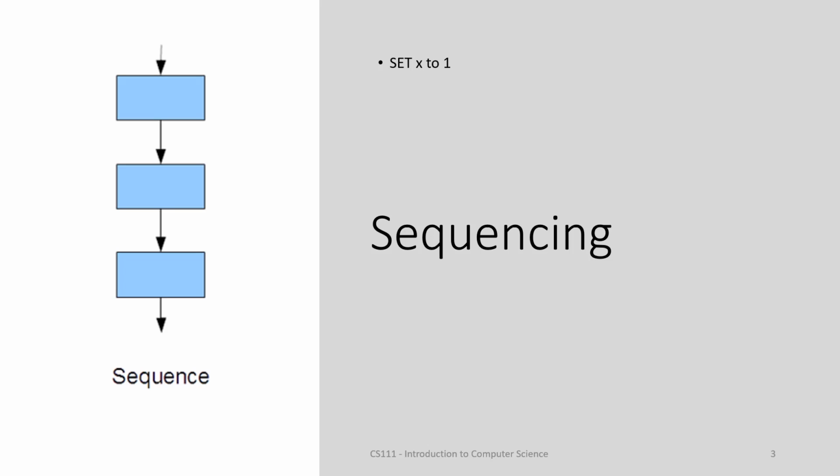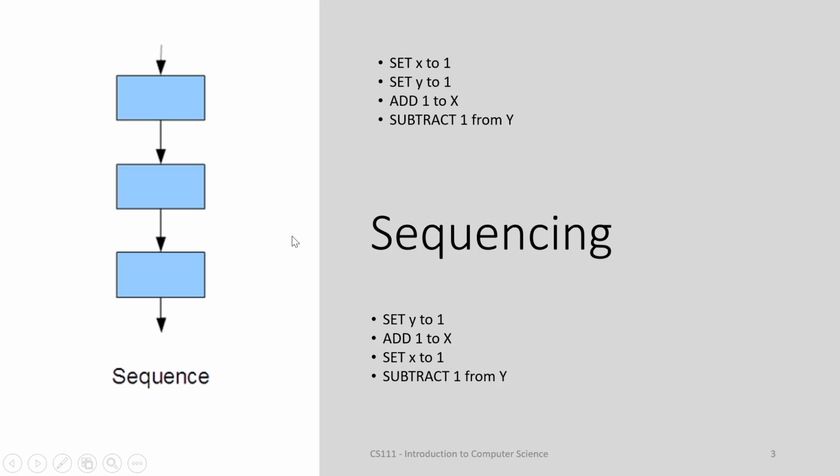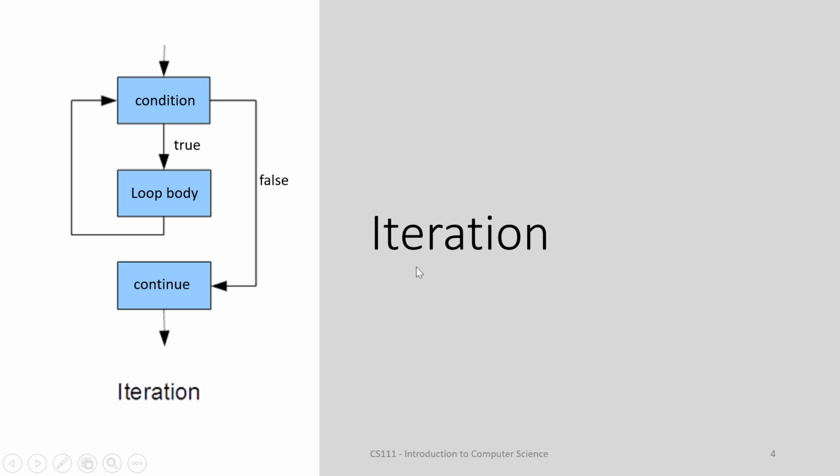Sequencing is the process of going through a set of instructions, in this case set x to 1, set y to 1, add 1 to x, and subtract 1 from y. You can take that sequence and change the order, but it could cause an error condition. In other words, when you say add 1 to x, the value of x is not defined. So x has nothing in it. And so the reason that we say set x to 1 before we say add 1 to x is to make sure that x is defined.